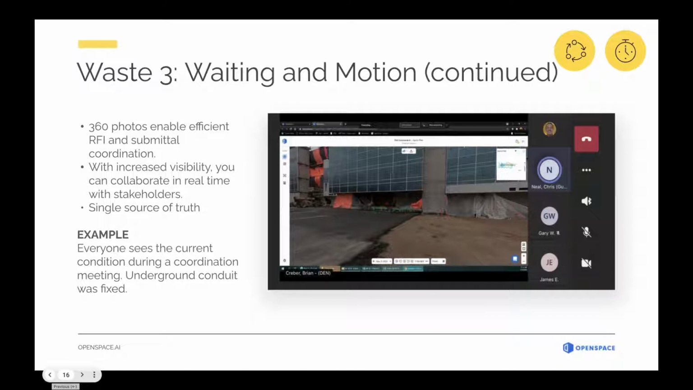Yeah, go ahead, Chris. I think another example. So, to the next slide. Yep.